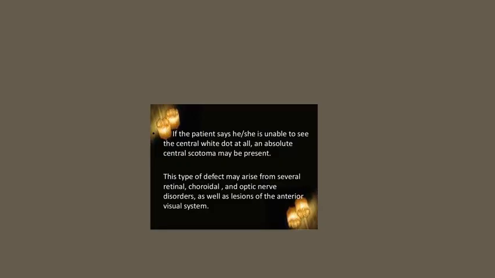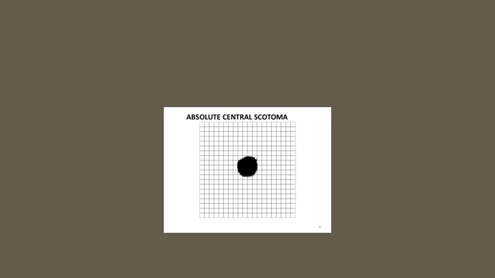If the patient is unable to see the central white dot, then an absolute central scotoma is present, and this type of defect can arise from many retinal, choroidal, and optic nerve disorders, as well as any lesion in the anterior visual pathway. This is how the chart appears to a patient with absolute central scotoma.